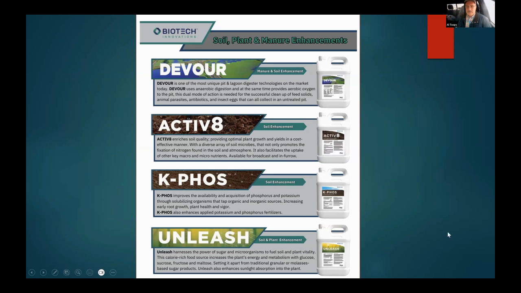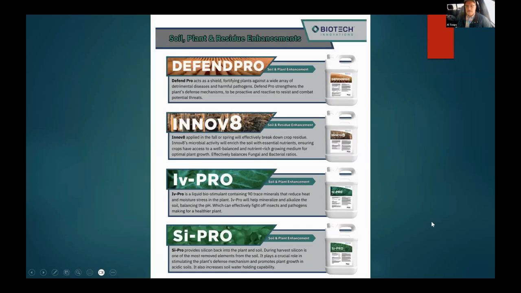Unleash is a microbial product. It has microbial colonies in it, but it's also carbohydrates. So when we put our product in the spray tank, we want to have a food source for those organisms until the plant begins to take over and provide the carbohydrates for the inoculant. So that's what Unleash is. It's our sugar product.